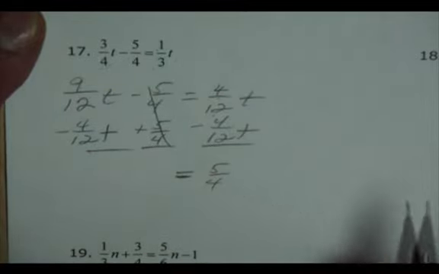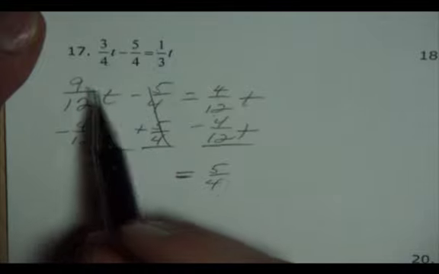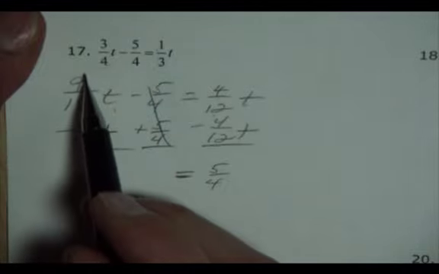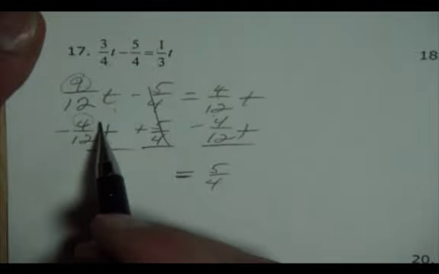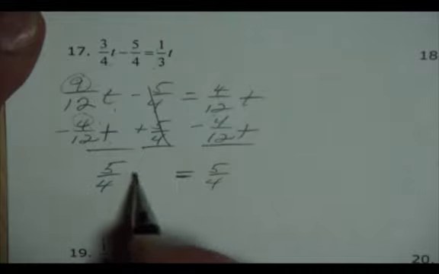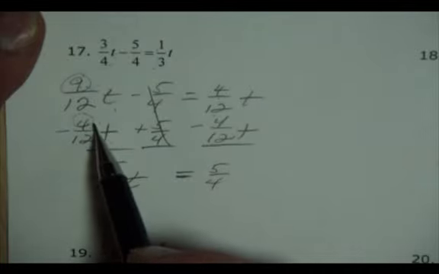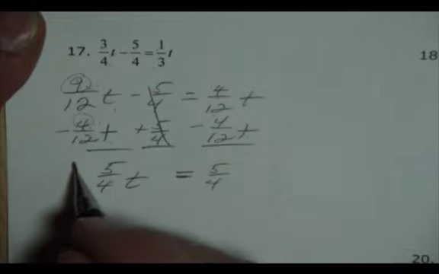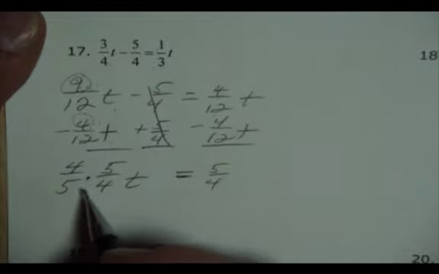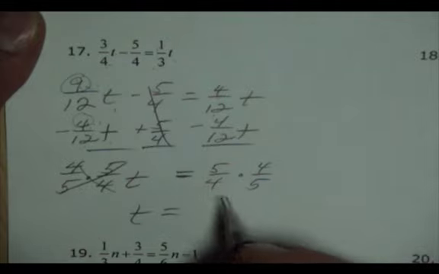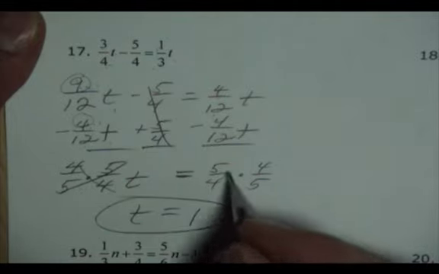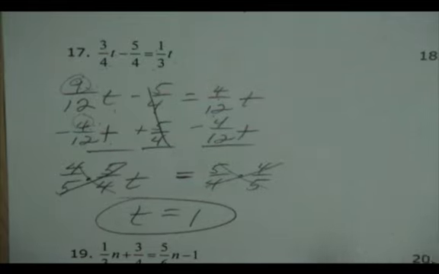5/4 is on the right side, and 9/12 t minus 4/12 t, we subtract the 4 from the 9, the denominator is unchanged. That gives us 5/12 t on the left. 9 minus 4 is 5. And now we can multiply by the reciprocal on each side. And we arrive at the following, that t is equal to 1, because it was a reciprocal situation on both sides of this equation in this case.